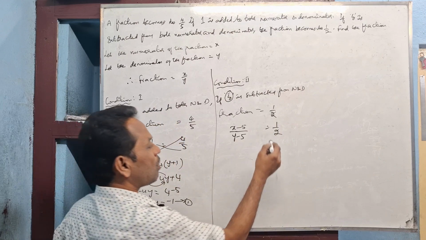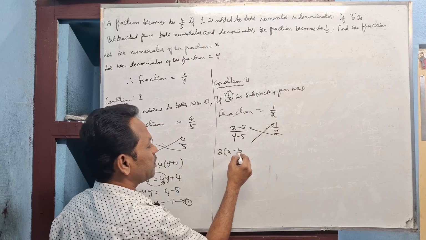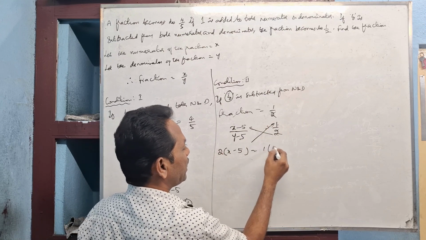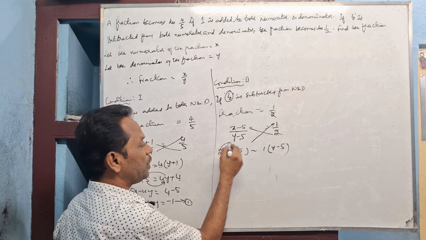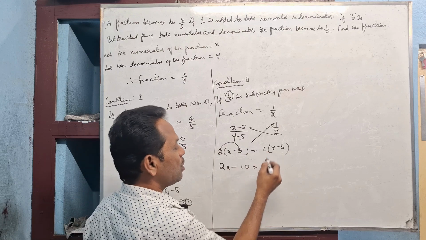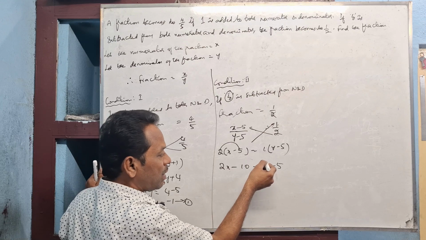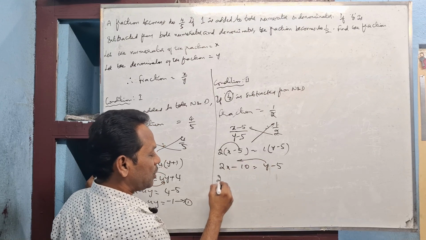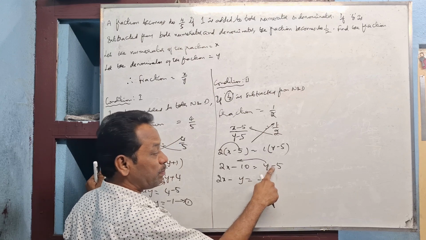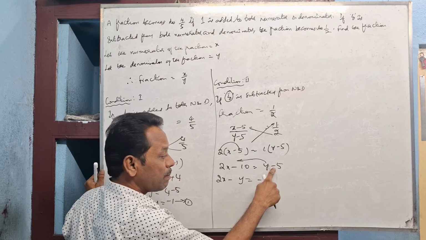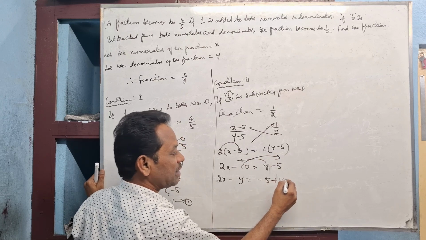Now cross multiplication: 2 into x minus 5 equal to 1 into y minus 5. 2 into x is 2x, 2 into minus 5 is minus 10, equal to 1 into y minus 5. Now let us bring y to our LHS. 2x minus y equal to this minus 5 as it is. But remember, be careful: minus 5 as it is, and minus 10 is shifting that side, so I'll get plus 10.